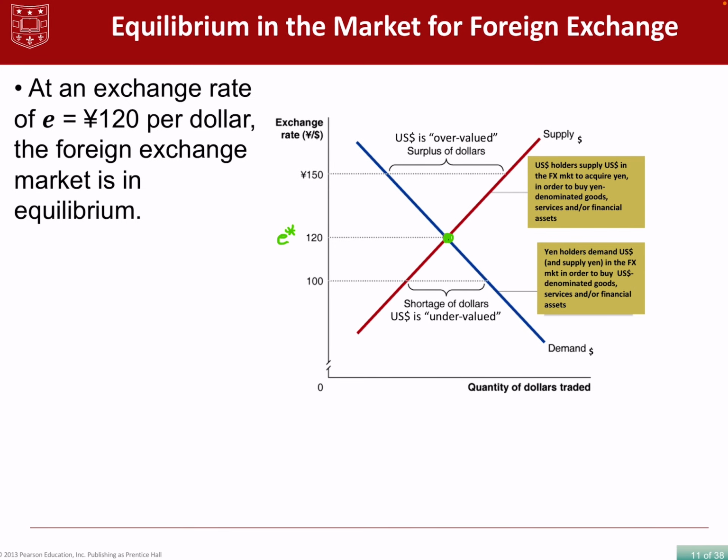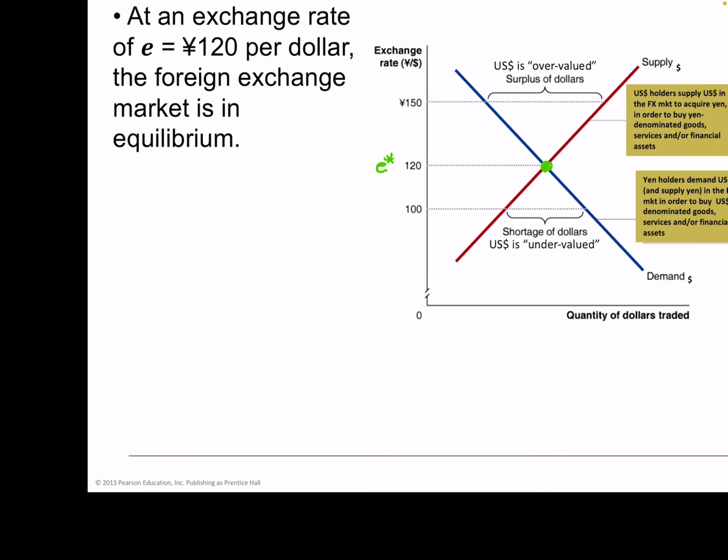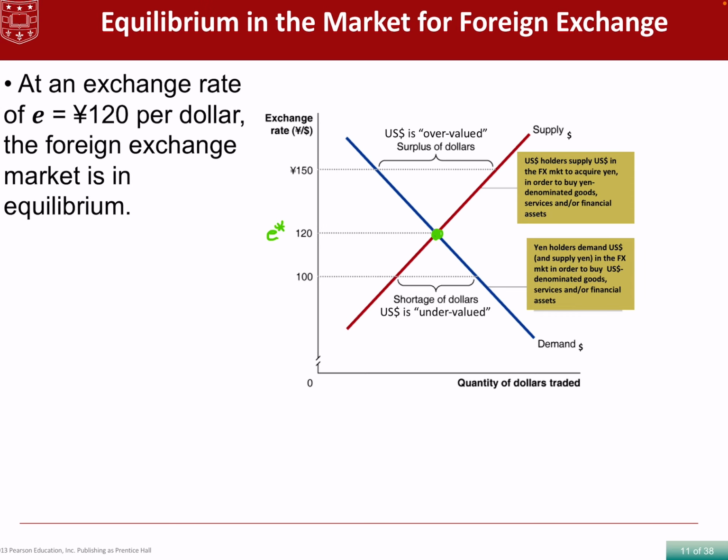We have an equality between the quantity supplied and quantity demanded of dollars in the foreign exchange market. And so we have that same sort of interpretation. The other thing that we can do once we have an equilibrium exchange rate, or once we know any exchange rate, is convert foreign prices to their domestic equivalent and vice versa.